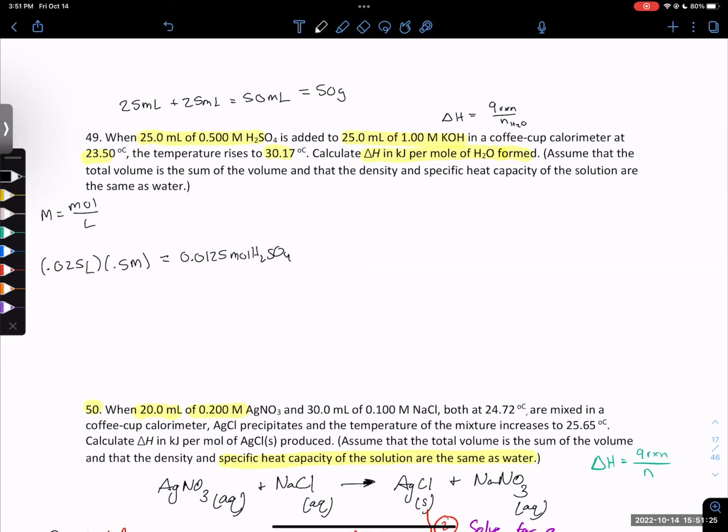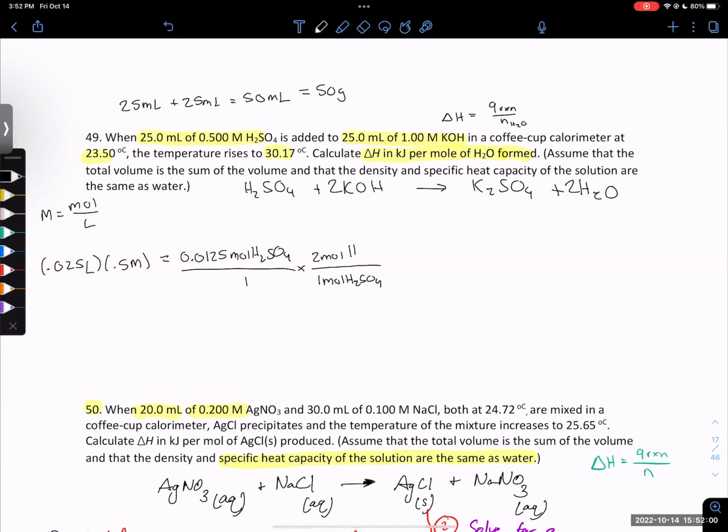No, I forgot, I should have done that first. H2SO4 reacts with KOH to give K2SO4 plus H2O. And to balance this, you need to put a 2 here and a 2 here, okay? So we're looking for moles of water, so for every 1 mole of H2SO4, there are 2 moles of water.